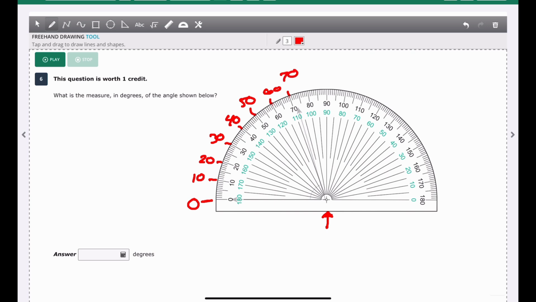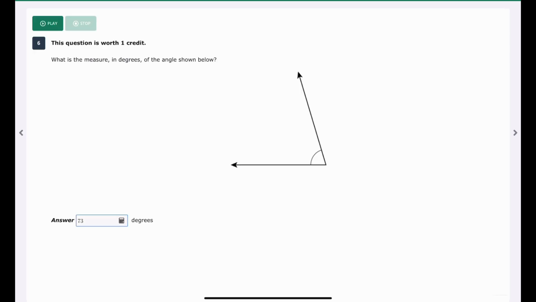And notice that it goes a little bit more than 70. It doesn't quite reach 75. But my angle, that little arrow part, is right between there. So I'm going to say it's about 72, 73 degrees. And that's it. That's all I need to tap in there.